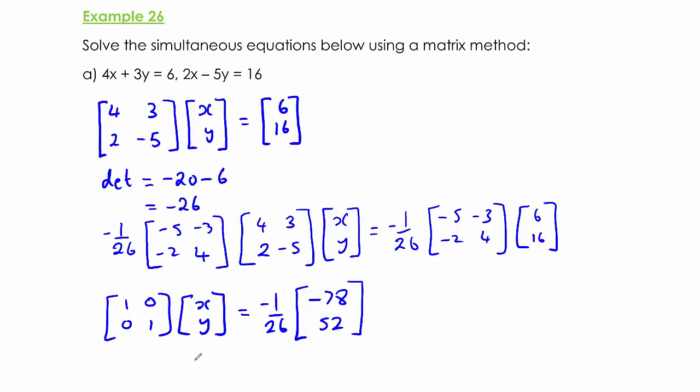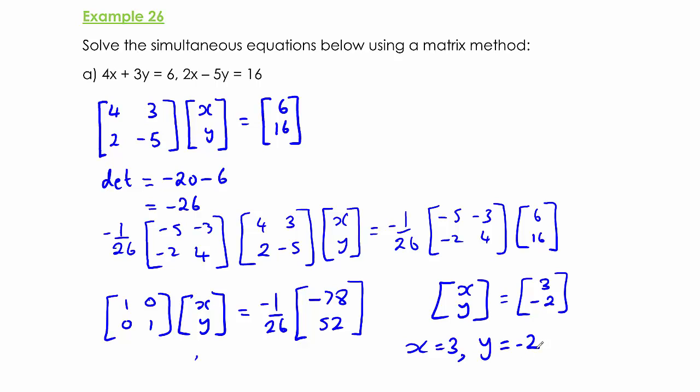And so that's x, y, this side's just x, y because that's the identity, is equal to 3 and negative 2. So we've got x equals 3 and y equals negative 2.